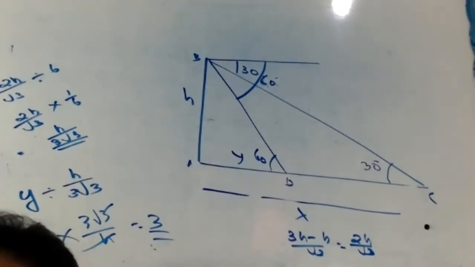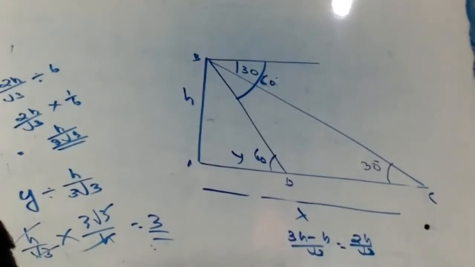Once again, listen. A pole 5-meter height is fixed on the top of the tower. The angle of elevation of the top of the pole as observed from a point A on the ground is 60 degree. And the angle of depression of the point A from the top of the tower is 45 degree. Find the height of the tower.